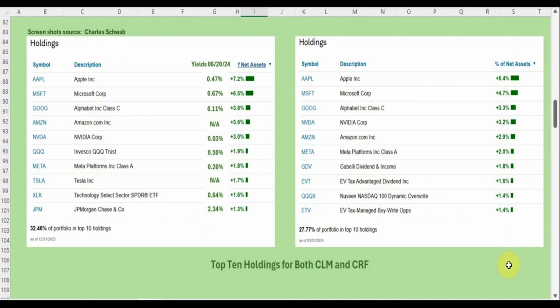On the left-hand side of the page, we have the top 10 holdings for the fund CLM, and on the right are the top 10 holdings for the fund CRF. Looking at the top 10 holdings of CLM, you'll notice that I inserted a yield amount for those holdings. These yields are nowhere near sufficient to generate an annual yield of 21% plus. If you look at the bottom 4 positions for CRF, they list some pretty decent yielding securities in their top 10, but again, nowhere near the 21% needed.